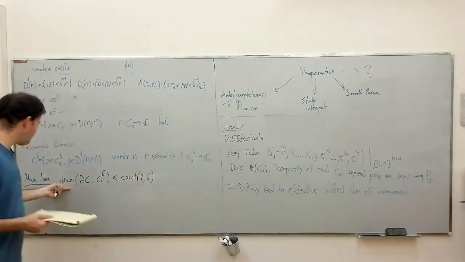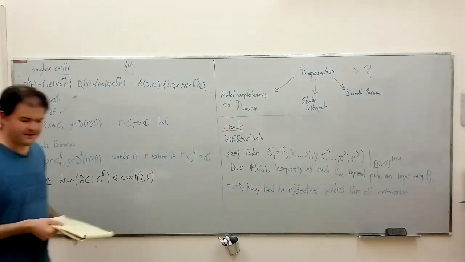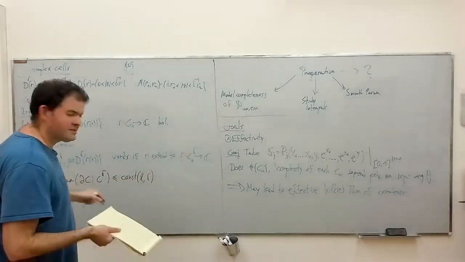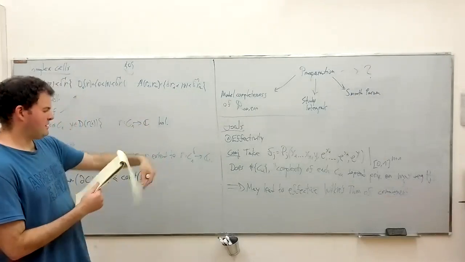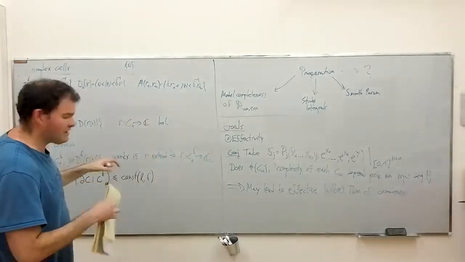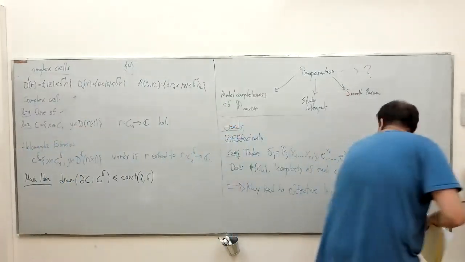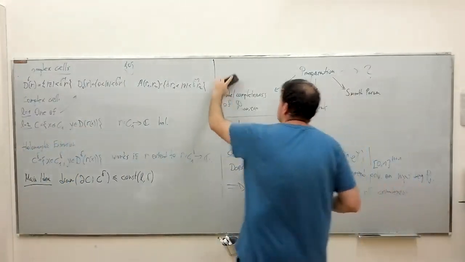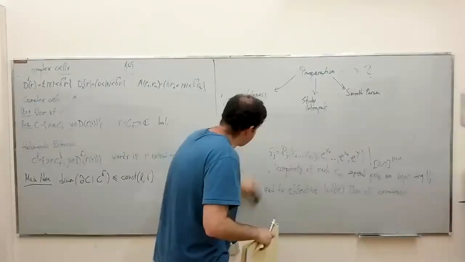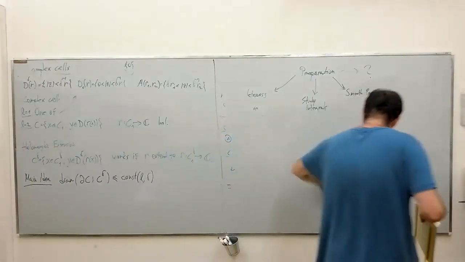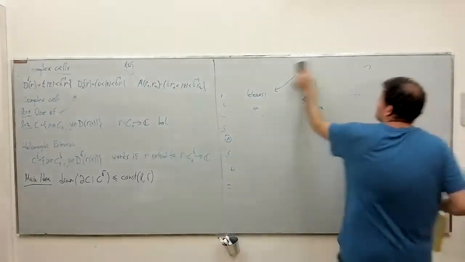I have to tell you what I mean by this diameter. What is the metric here? And the point is there is some canonical metric that you can use that is intricately connected to the theory of holomorphic functions on these cells. So, a brief reminder.